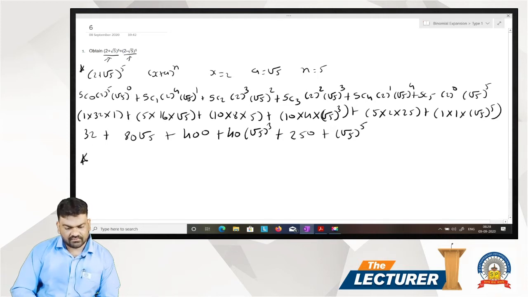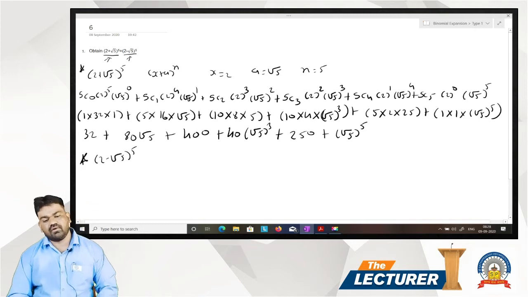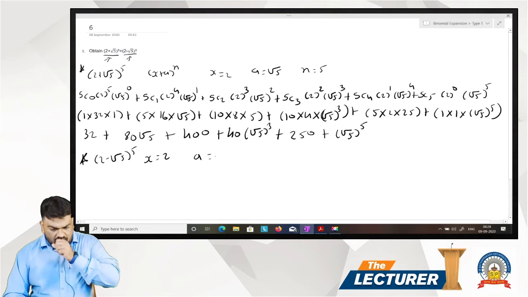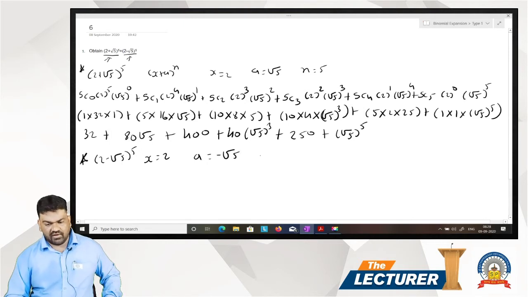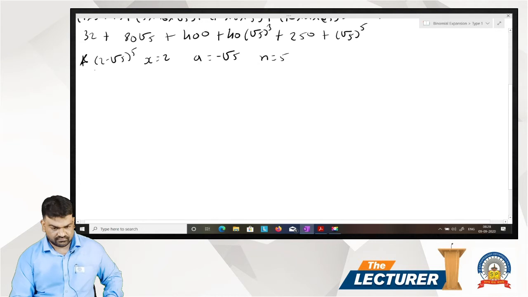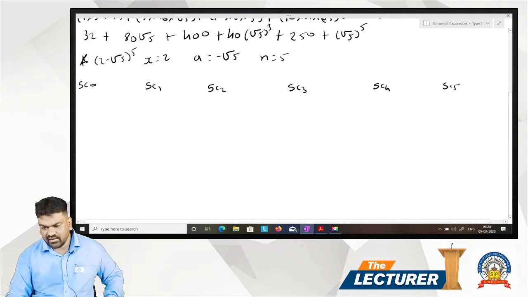Now second part, 2 minus root 5 raised to 5. What is x? X is equal to 2. What is a? A is equal to minus root 5. What is n? N is equal to 5. Now 5c0, 5c1, 5c2, 5c3, 5c4 and 5c5.